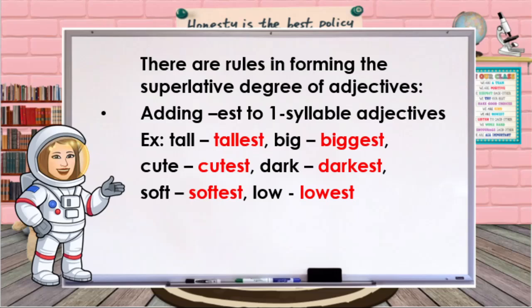There are also rules in forming the superlative degree of adjectives. The first rule is by adding the letters EST to one-syllable adjectives. Examples: tall, tallest; big, biggest; cute, cutest; dark, darkest; soft, softest; and low, lowest.